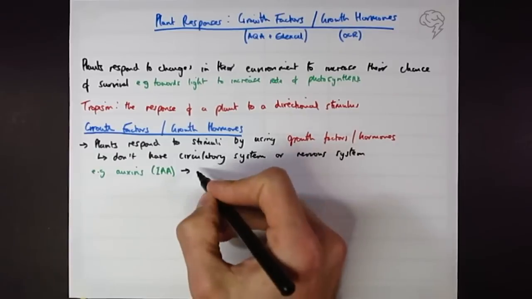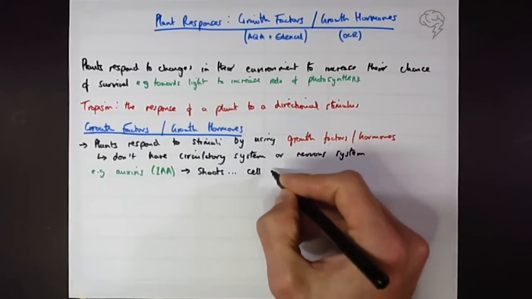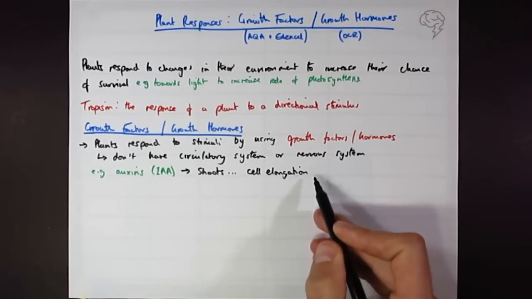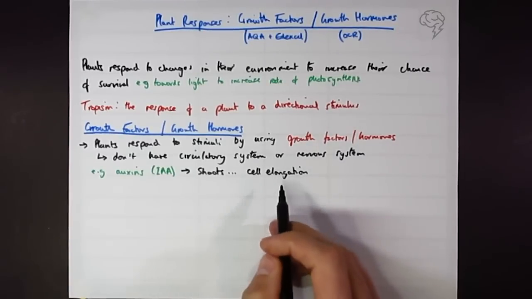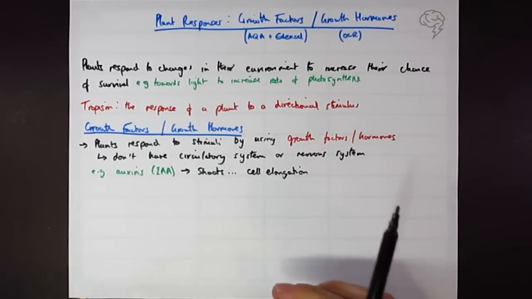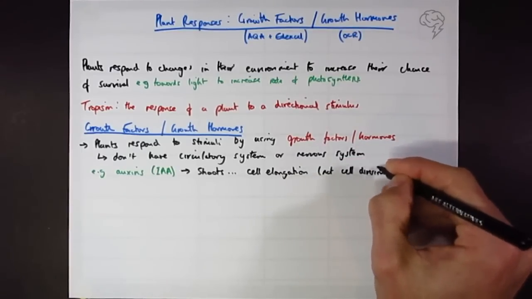For the purposes of this, I'm going to put shoots. They cause cell elongation. So they make the cells longer. They actually don't cause cell division, so they're not causing the cells to divide more. They're causing the cell walls to get a bit stretchy and the cells get longer. I might just put there, not cell division.